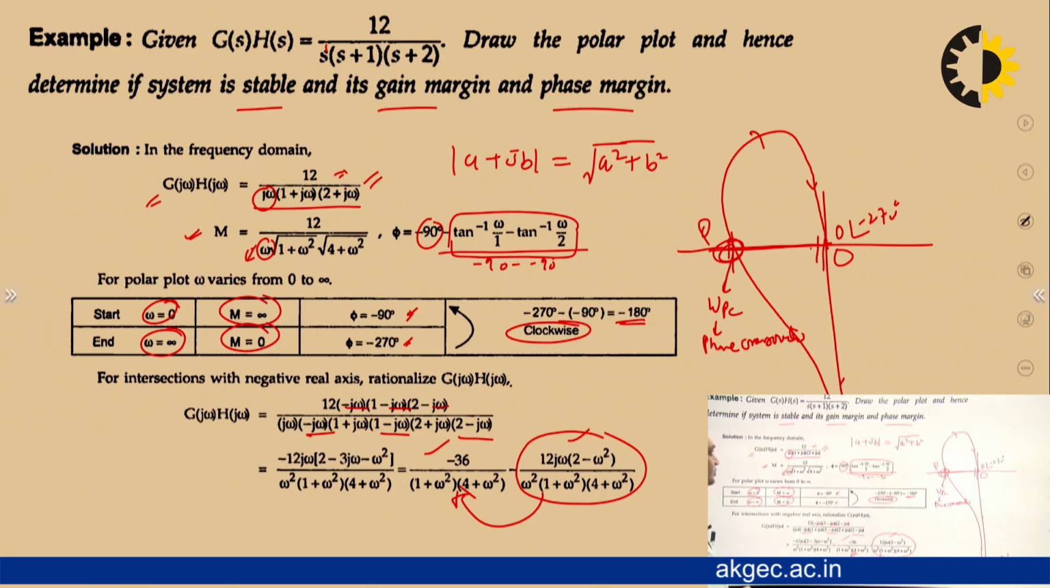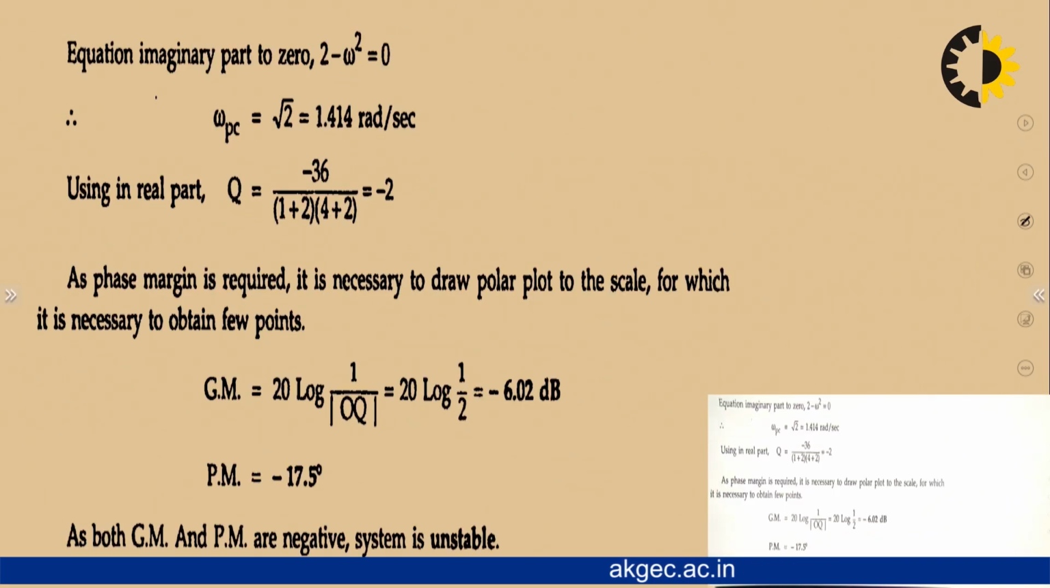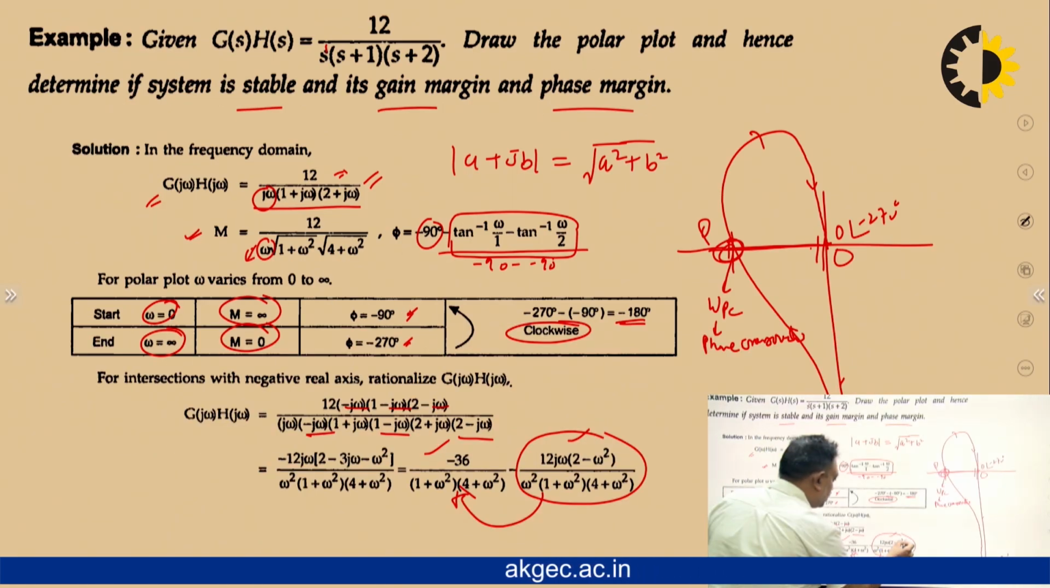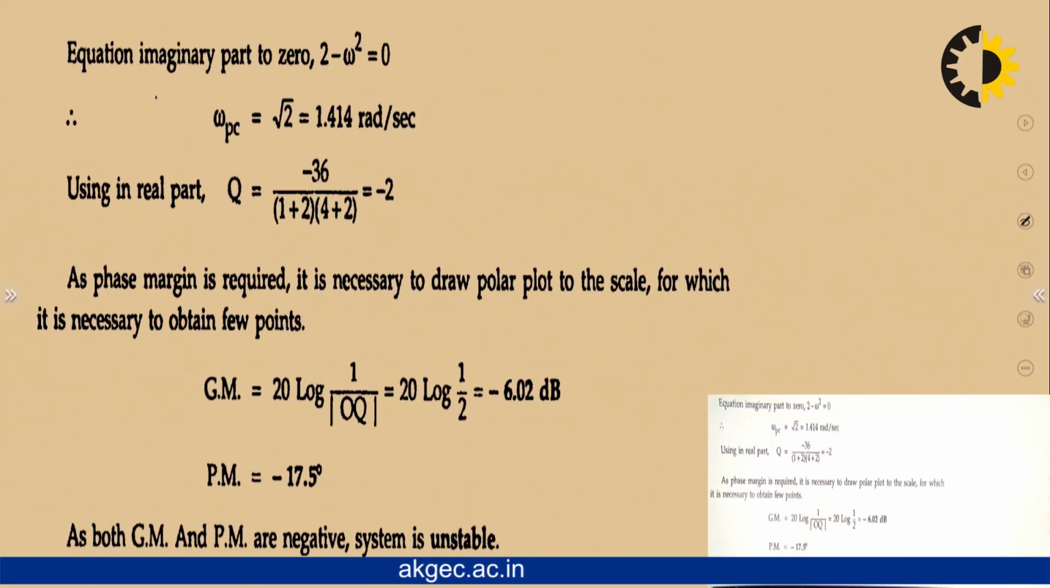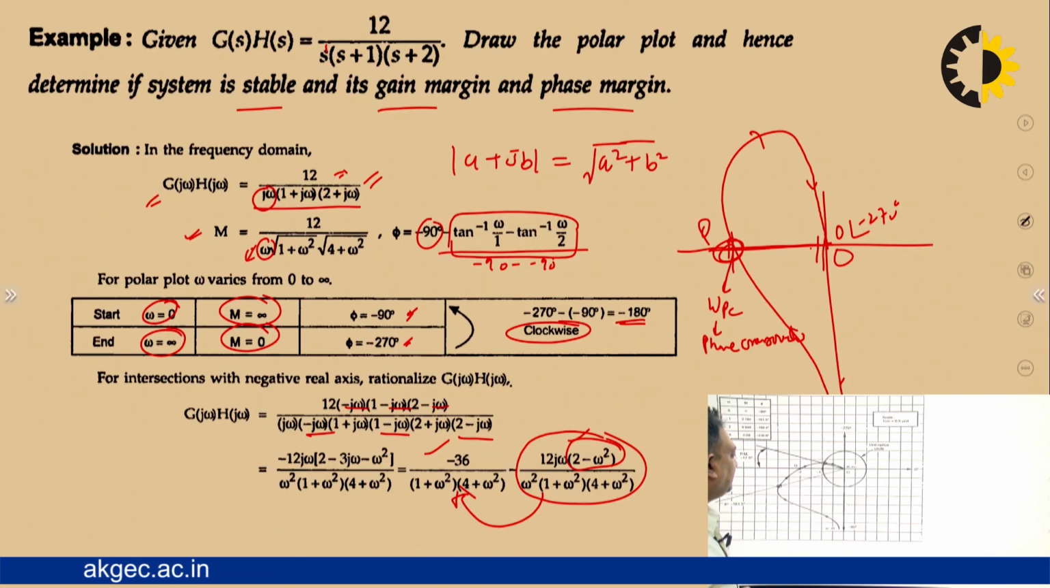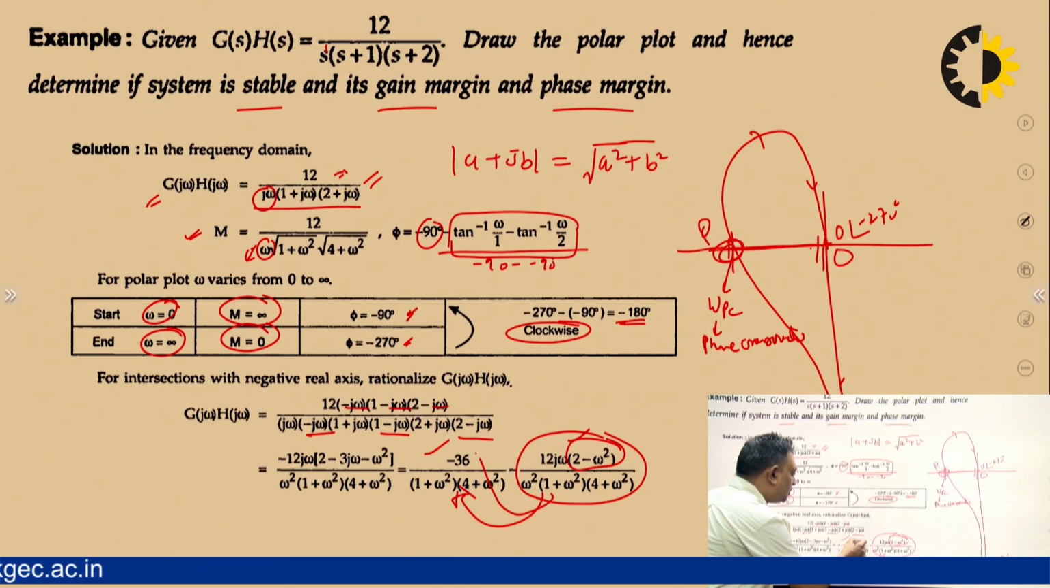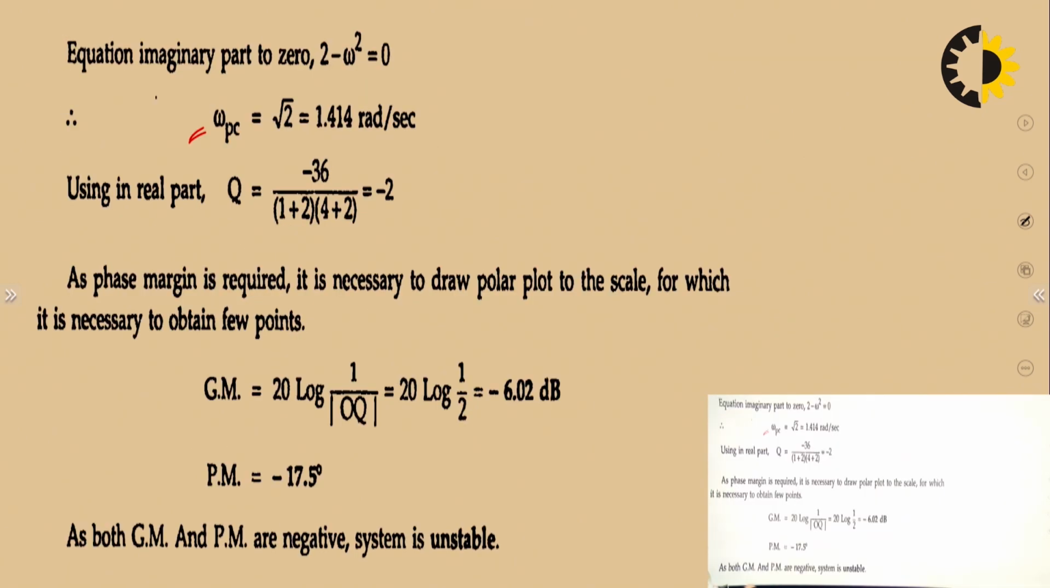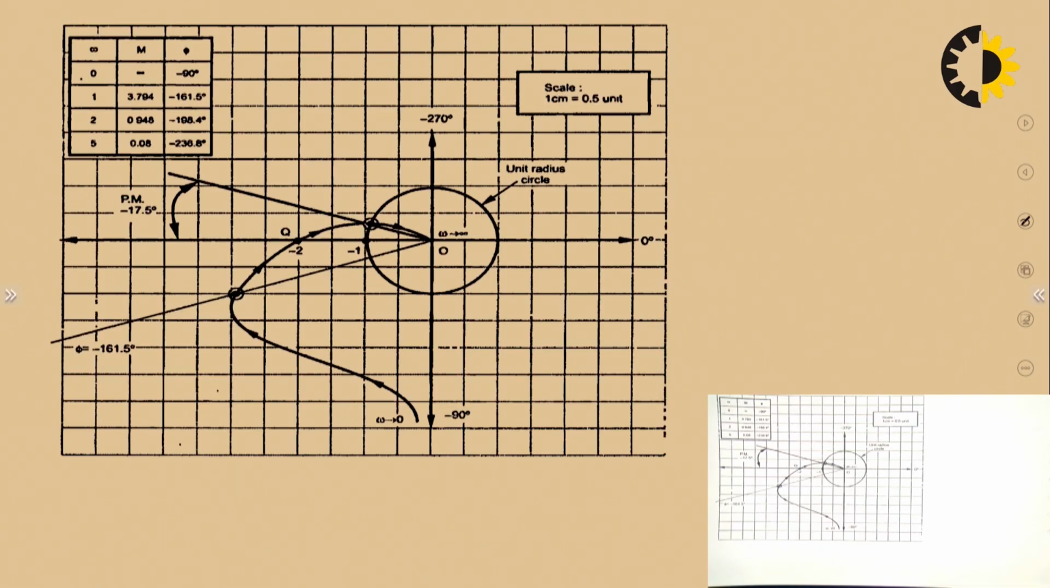Okay, so this we have done. So we have put 2 minus omega square equals to 0. So you can say omega PC will become root 2 or 1.414 radian per second. And then we will put this value into this term in the real part. When we put this into the real part, this value comes out to be minus 2. It means this is the point, minus 2, where the polar plot cuts the negative real axis.